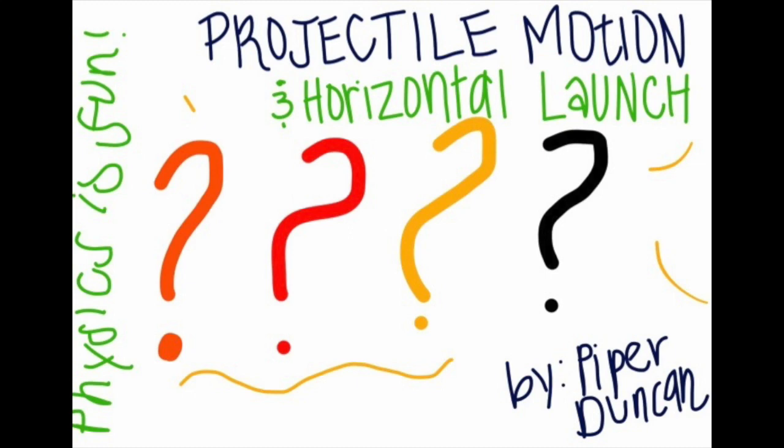Hello, class. Today's Edpuzzle lesson is on our continued topic of projectile motion, and more specifically, horizontal launch. That's correct. In projectile motion, the horizontal acceleration is always 0 meters per second squared. A projectile has no horizontal force after it's airborne. Now let's get into the problem.